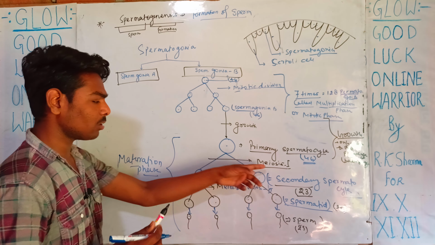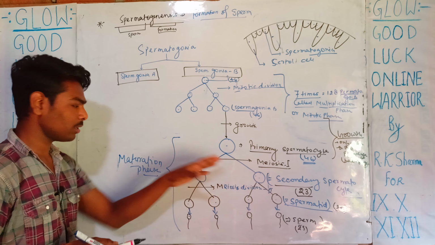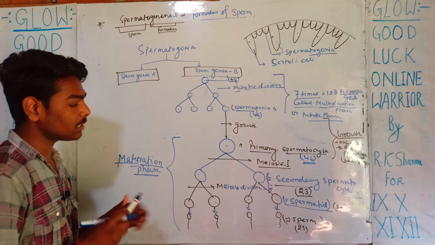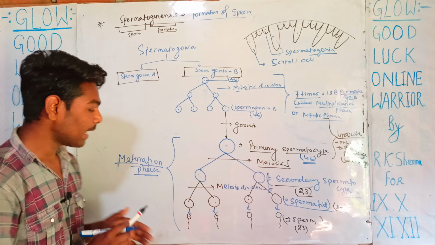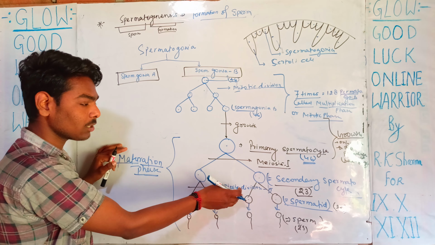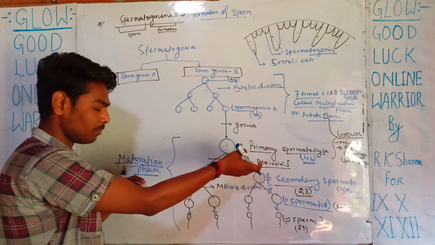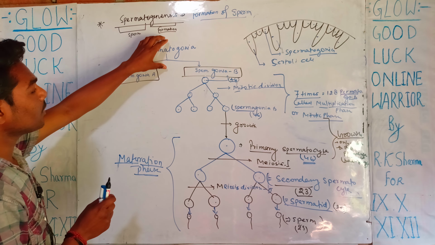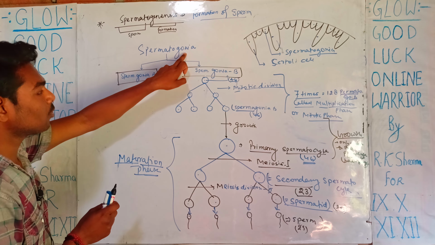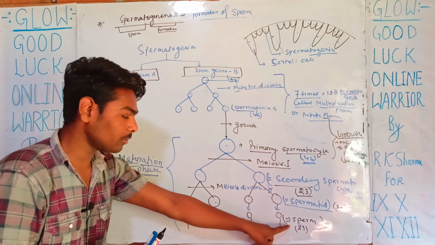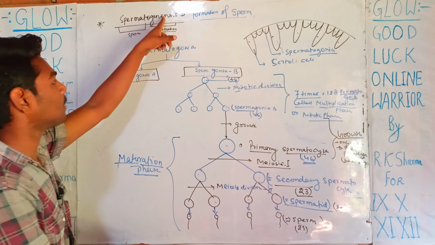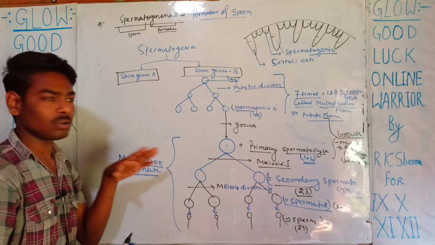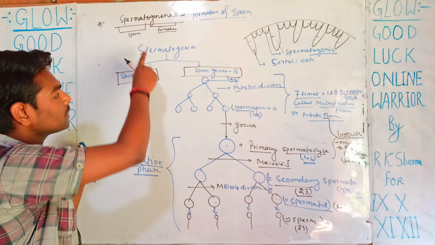or meiosis phase. In the book this is written, but it is also known as the meiotic phase. In the meiotic phase only meiosis occurs, so we call it the meiotic phase. This whole process from the formation of spermatogonia to the formation of sperm is known as spermatogenesis, and I will make a diagram to help you understand how the sperm is formed.